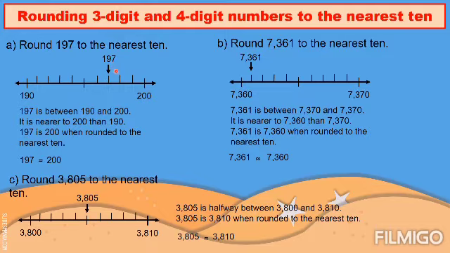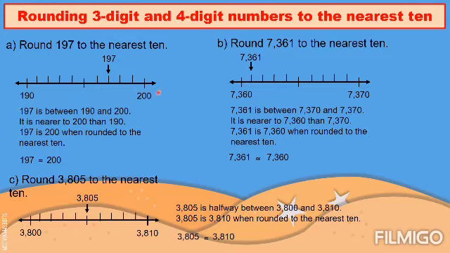So look at this, class. 197 is between 190 and 200. But class, 197 is closer to 200. Therefore, class, 197 is approximately 200.